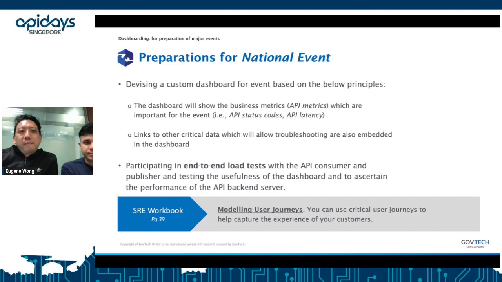So we would typically design a custom dashboard for the event that shows the business metrics, as well as other metrics which are important for the event, such as the API status codes as well as latency. Links to other dashboards which allow for deep troubleshooting are also embedded in the dashboard itself for quick troubleshooting.